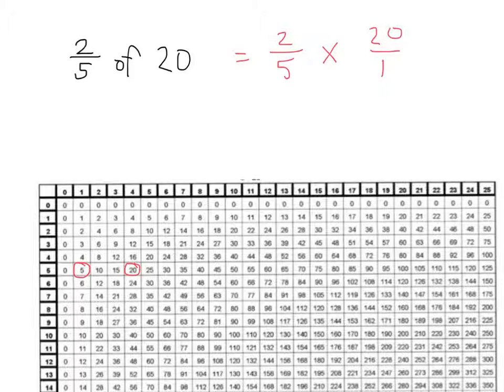So we know therefore that the number 5 can go into both of these numbers, because as you can see, 5 divided by 5 is 1. So we can write that. And 20 divided by 5 is 4.